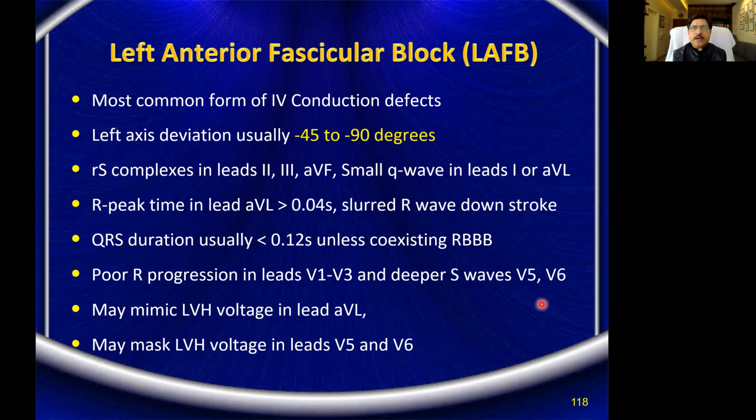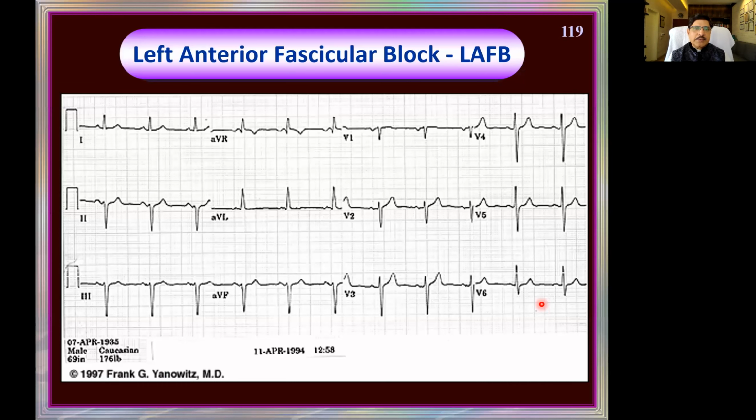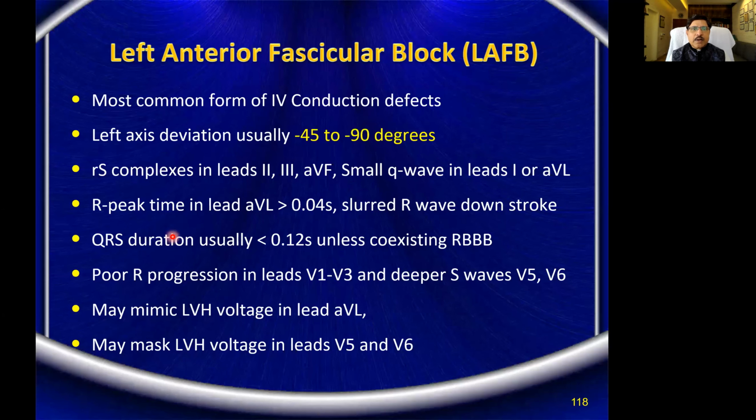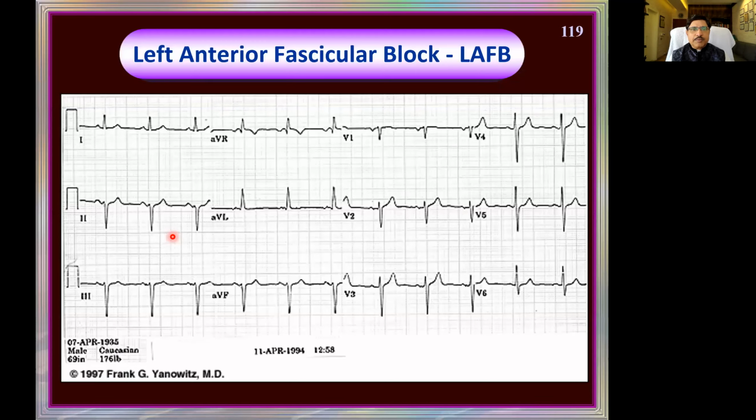Most common conduction defect. Okay, that's agreed. Now let us look at the ECG axis. So extreme left axis. This is left lead. So left axis is very dominant. That is seen. Then RS complex in lead 2, 3, aVF.